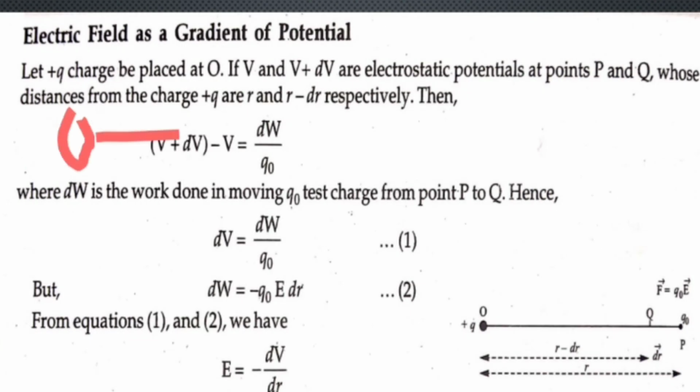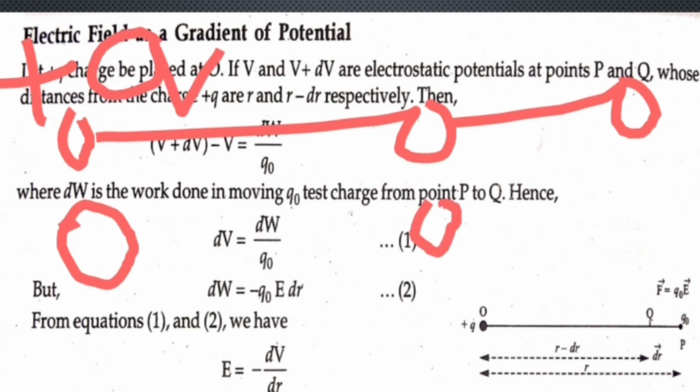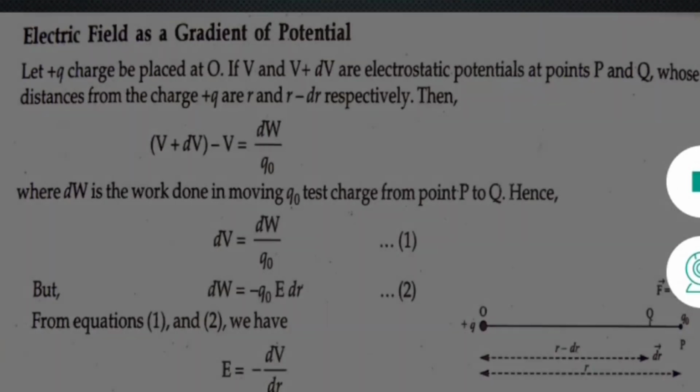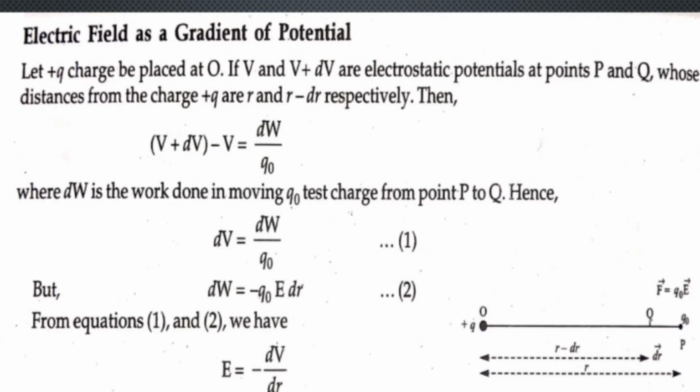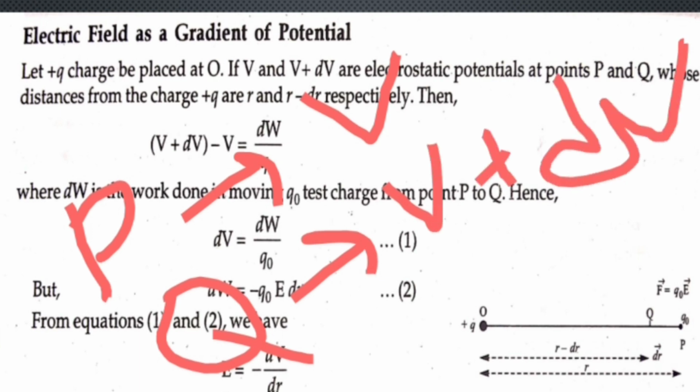Now I am having 3 points. Number 1, at point O, here I am placing a source charge which is Q, capital Q, and point P. Okay. And here I am giving you 2 hints. First one is the value of the potential at point P is V, and the value of potential at point Q is V plus dV. Means a very infinitesimal, very small change between these 2 points.